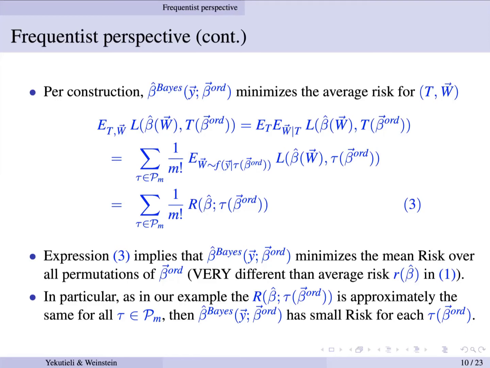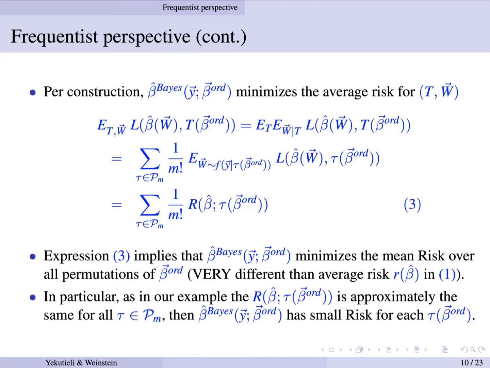Okay, and it's something computable. And what does this mean? If we have a mean of these objects, and each of them is the same, and if we were able to minimize the mean, then this Bayes rule has a small risk for each of these orderings. It's not minimal, but it is small. And this is what we want. We want a rule that works well for each of these instances, okay?